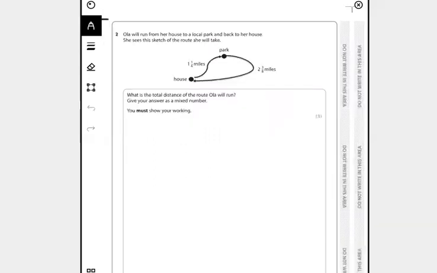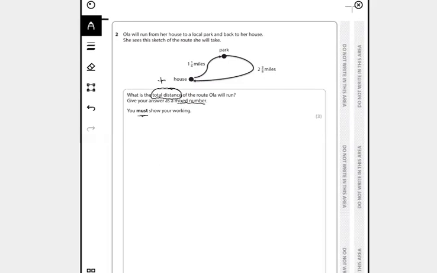So here they're talking about Ola will run from her house to a local park and back to her house. She sees the sketch of the route she will take. What is the total distance? So when they talk about total distance, that means you have to add. Give your answer as a mixed number. You must show your working.